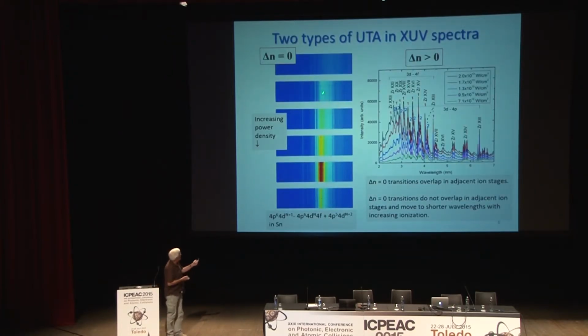Here's an example of an array in tin, and you can see that the transitions tend to pile up on top of one another. This is a 4d to 4f array, delta n equals 0. And the other type you can have is where delta n is equal to 1, and in that case, the transitions move to shorter wavelength with increasing ionization. This is basically the spectrum of zirconium. These are 3d to 4p and 3d to 4f transitions.